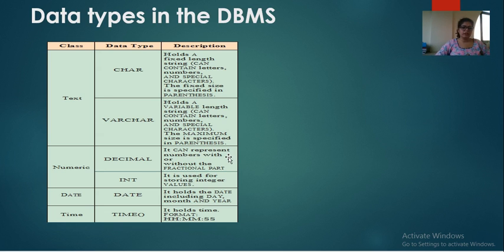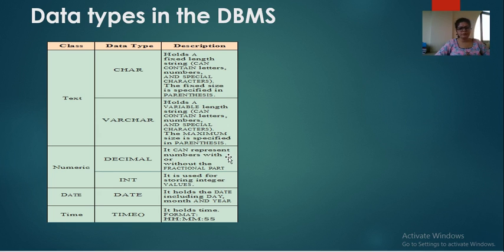Even when we deal with any language, every language has its own data types to write the data, to type the data, and to understand the data, because every language has compilers and interpreters to understand the language, so they can understand only their own data type. Similarly in DBMS, different data types are available which allow us to enter different types of data. So let's talk about different data types in DBMS.